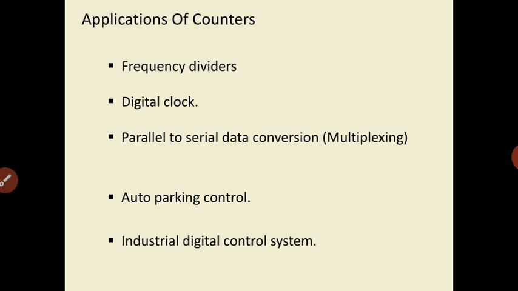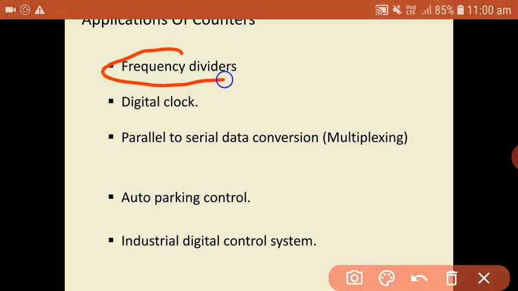One of the important applications of counters is frequency dividers, and these frequency dividers are used in many ways in various communication systems. For example, in a PLL, a phase locked loop, in the feedback path we use frequency divider circuits. There you need the output frequency to be divided by some integer, so that it is fed back to the input of the PLL. So you need to consider the application of counters as frequency dividers.